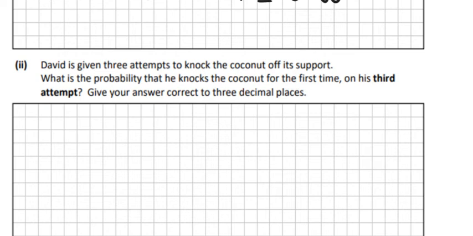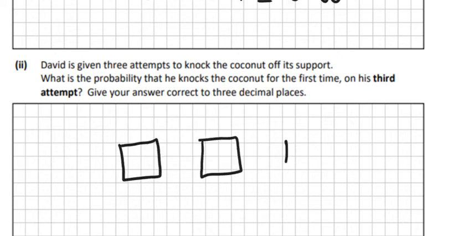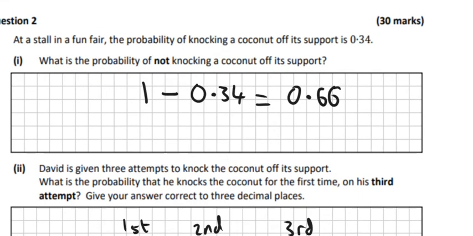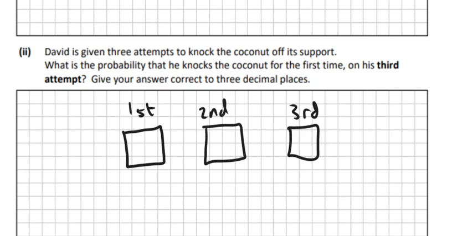So what's the probability that he knocks it off for the first time on the third attempt? If he knocks it off for the first time on the third attempt, then he doesn't knock it off on the first 2. So for the first attempt, second attempt, third attempt: he doesn't on the first attempt, so that has to be 0.66. And then he doesn't on the second attempt, so that's 0.66 again. And then 0.34 on the third one, because he does knock it off then.